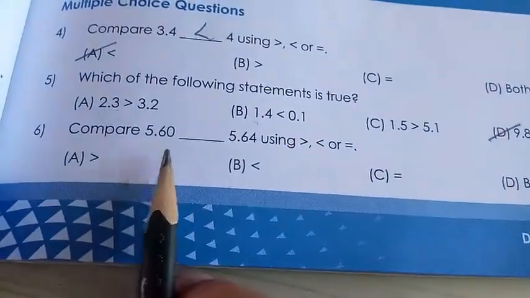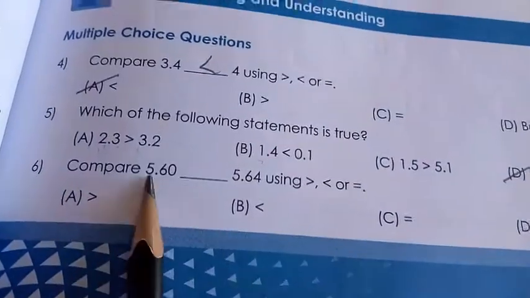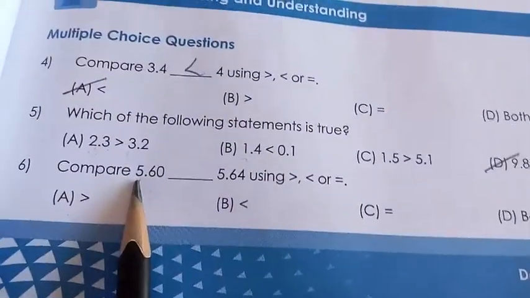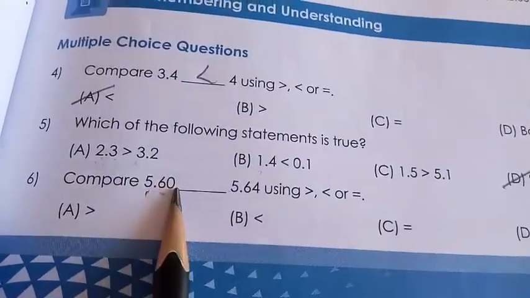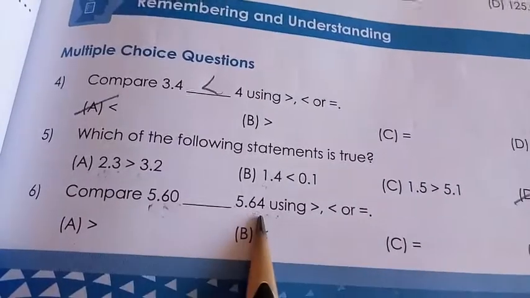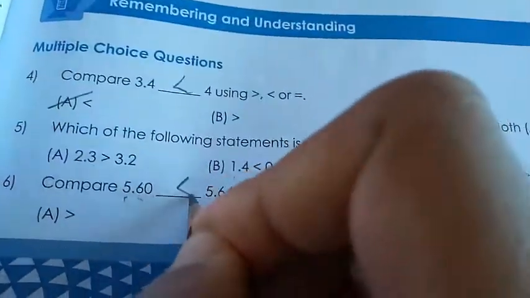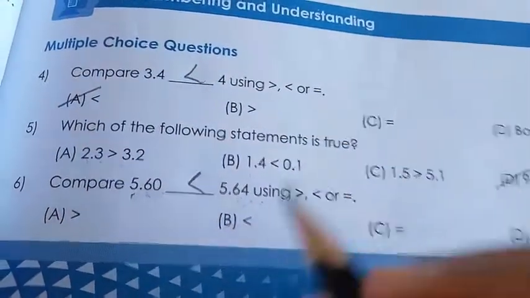Next, sixth one. Compare 5.60 and 5.64 using the symbols. So first compare the whole number part: 5 is there, 5 is there. So now check the decimal part. Here 60, here 64 is there. Which one is greater? 64. That means the symbol is 5.60 is less than 5.64. So option B.